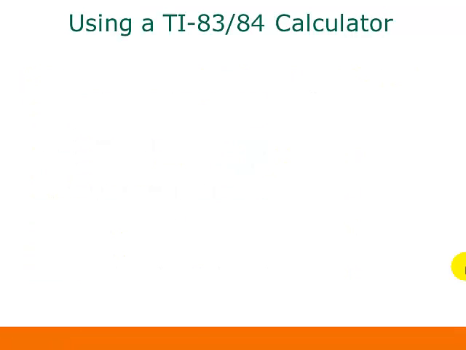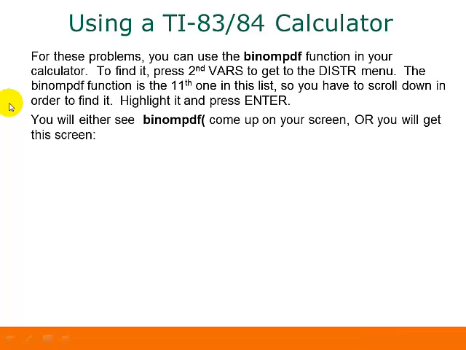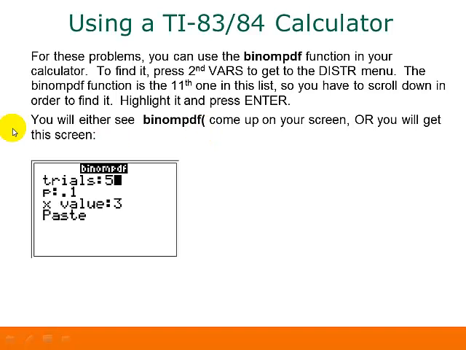Now let's look at how to use your TI-83 or 84 calculator to find binomial probabilities. What we're going to use to start with is this function in your calculator. It's binom PDF. And to get to it, you press the second vars key to get to the distribution menu. The binomial PDF function is the 11th one down on the list, so you have to scroll down to see the second screen in order to find it. So if you want to use it, you just highlight it and press enter. You will either see binomial PDF parentheses come up on your screen, or you will get this screen, depending on what kind of calculator you have.